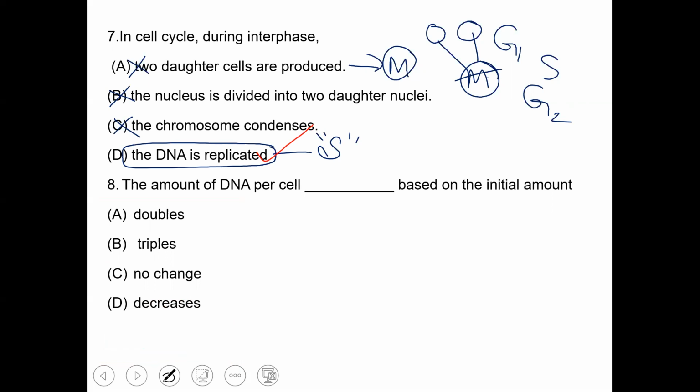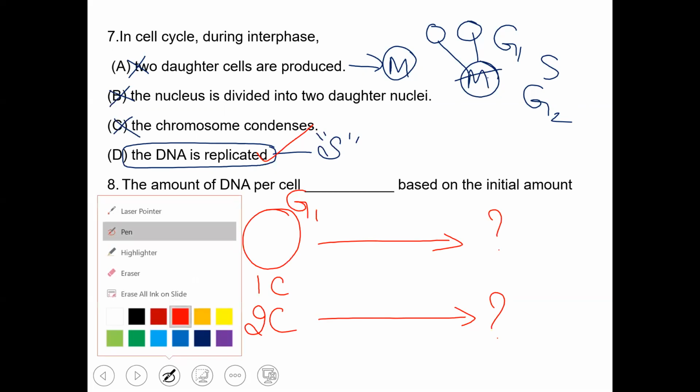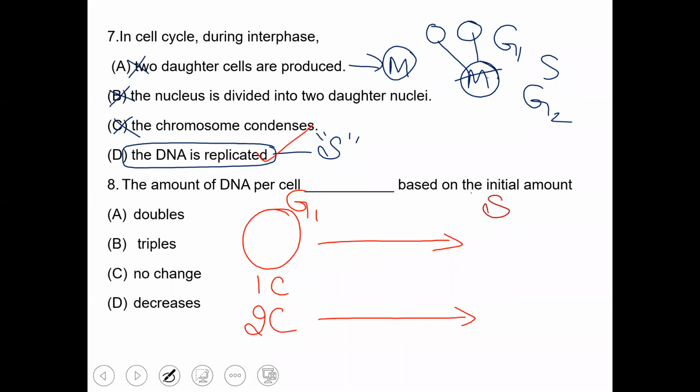Next question. The amount of DNA per cell is dash based on the initial amount. So what happens to the DNA per cell? If it is 1C in the case of the parental cell, what happens to the cell later? If it is 2C, what happens later? We all know that the amount of DNA per cell at G1 phase is 1C, 2C, and at the end of the synthesis phase, it is going to get doubled.